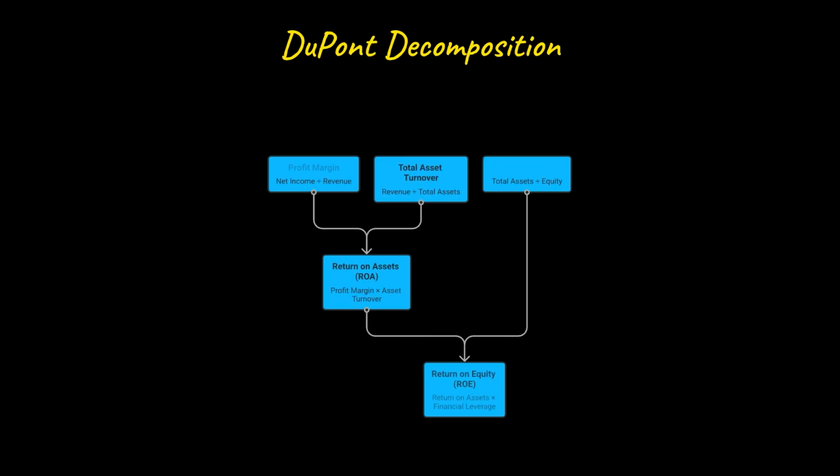Total asset turnover also connects to profitability through the DuPont decomposition, which breaks return on equity into profit margin, asset turnover, and financial leverage. Improving any one of these three drivers raises return on equity, and the ratio analysis reveals which lever matters most for a given firm.